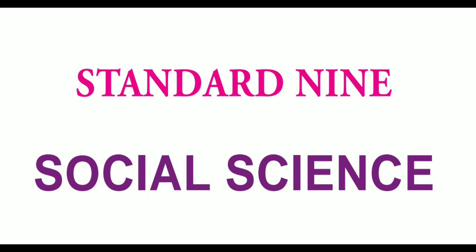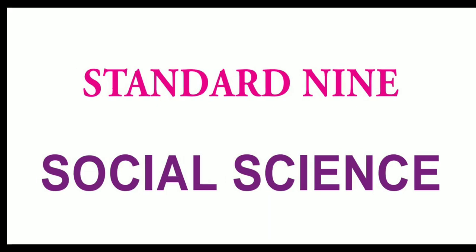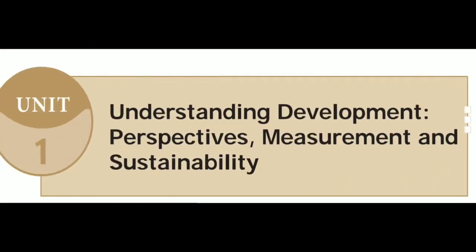Grade 9 Economics Unit 1: Understanding Development, Perspective, Measurement and Sustainability. Before starting the lesson, we can recall the previous class portion. I thought you all have learned well. What did we learn in the previous class? The introduction about this lesson. What is development? Development refers to the progress of a particular field or a particular person. Similarly, the economic progress of a country is known as economic development.